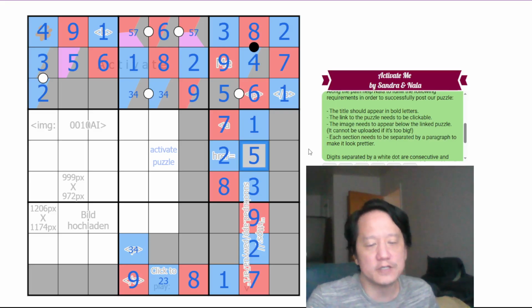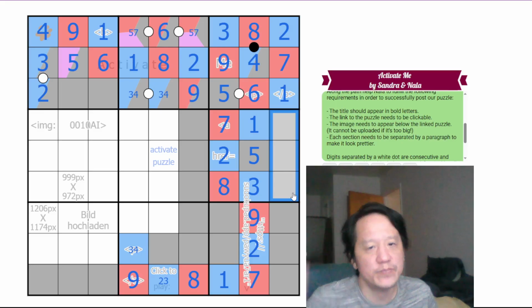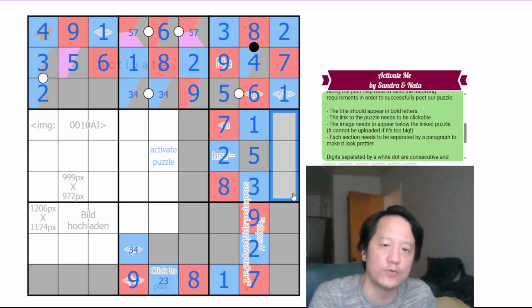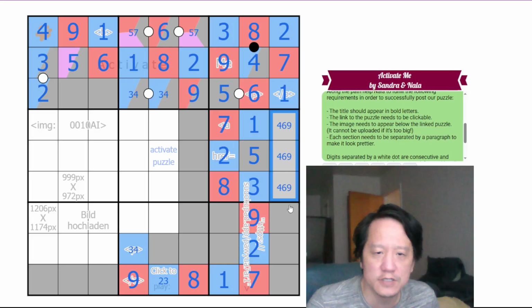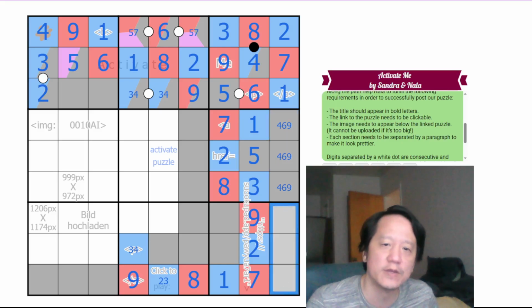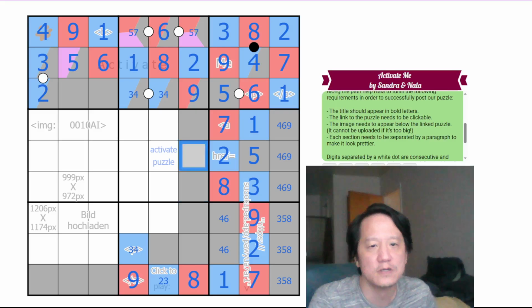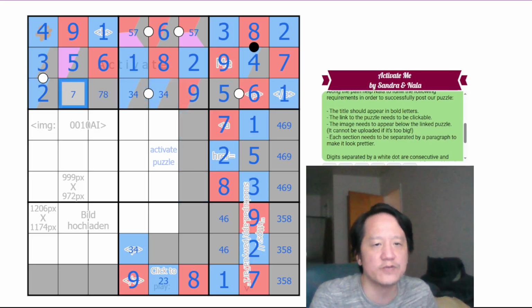Okay, remaining digits in column or box 6 are 4, 6, and 9. That leaves the remaining digits in column 9 as 3, 5, and 8. That leaves these digits as 4 and 6. Remaining digits in row 2 are 7 and 8.